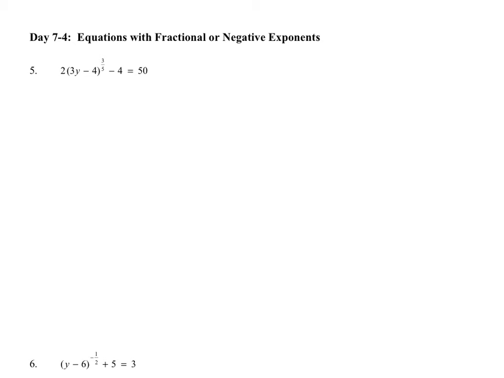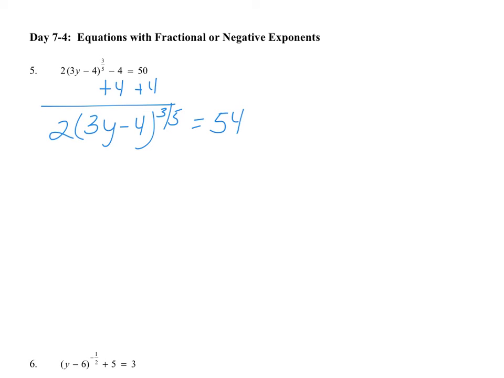This one's a bigger problem. It looks like it has multiple steps for me to get the base and the exponent isolated. Now again, look at my base. My base is a binomial. So we're going to go one step at a time. First thing I'm going to do is add 4 to both sides. Again, I'm trying to isolate the base and the exponent. Then I'm going to divide each side by 2.